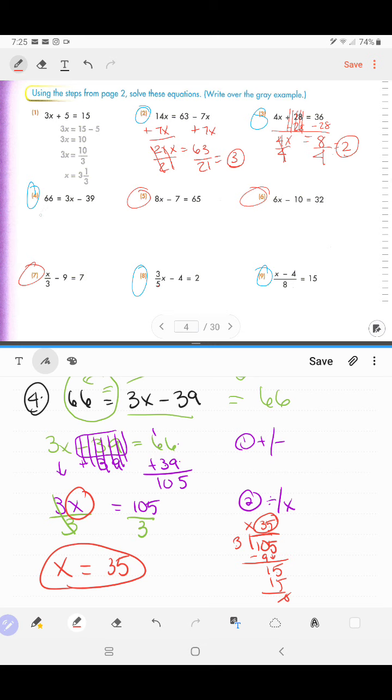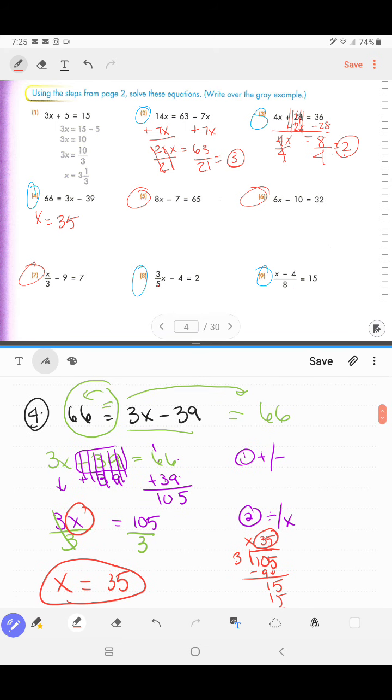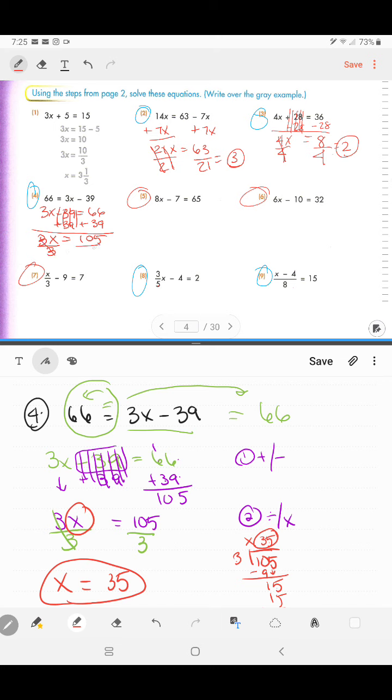Okay, so you guys should be writing this in your pace as well. All the steps are here for you guys to write them down. So for this one, I moved 66 to the back, added the opposite sign, cancel, bring down 3x, and divide by 3, divide by 3. x equals 35.